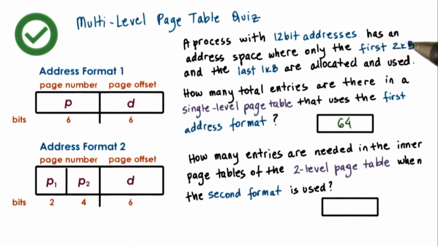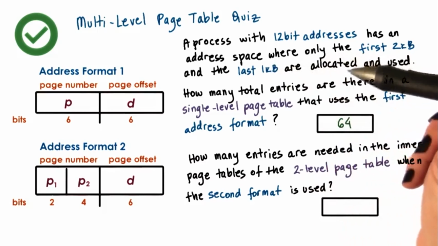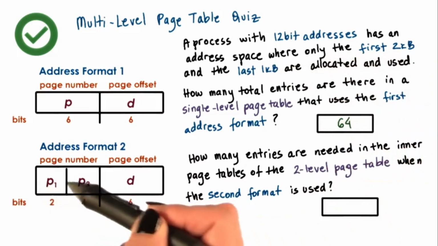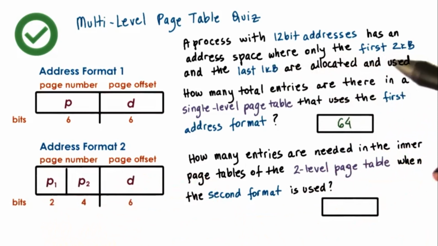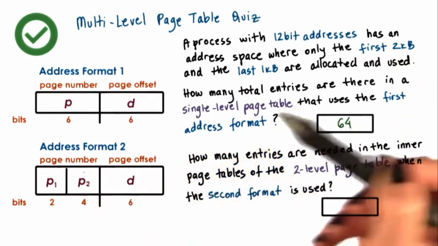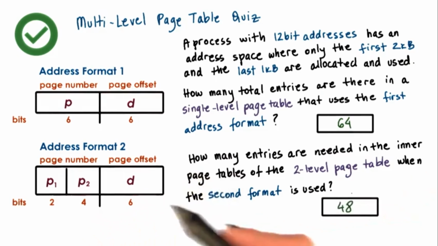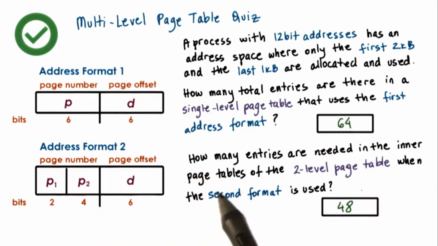Given that the process is such that only the first 2 and the last 1 kilobyte of the virtual address space are allocated, that means that one of the entries in the outer page table will not really need to be populated with a corresponding inner page table. So we can save the memory that's required for that inner page table. Now, for the inner page table, we use a 4-bit index to index into it. That means that we will have 16 entries. Every single one of the inner page tables will hold 16 entries. So therefore, the total number of entries that are needed across the remaining inner page tables will be 48.